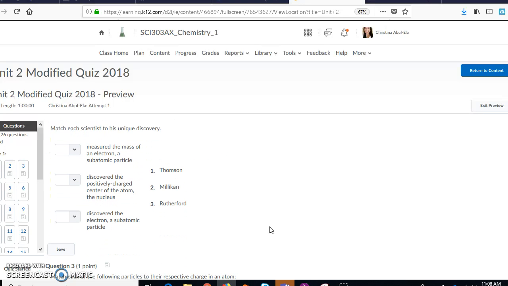Question number 2. Match each scientist to his unique discovery. We have measured the mass of an electron, a subatomic particle, discovered the positively charged center of the atom, discovered the electron, a subatomic particle. Thomson, Millikan, Rutherford.